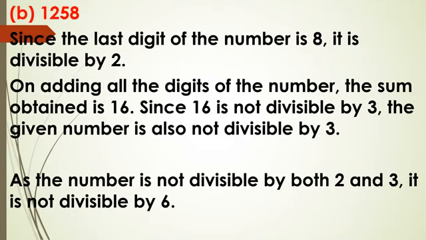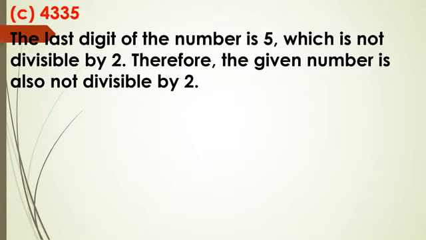Now you have seen that 1258 is divisible by 2 but not by 3. For 6 it is necessary that a number is divisible by both 2 and 3. So this number is not divisible by 6. In this way you can check all other parts also. I have done only 3 parts. All the parts are same.